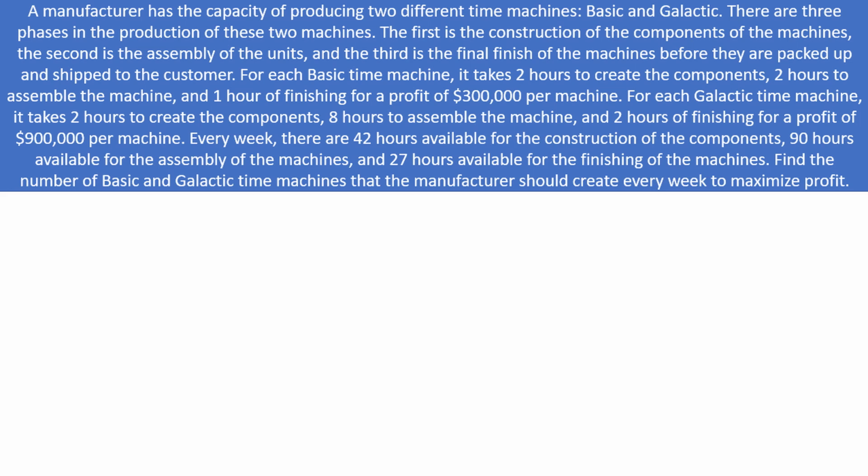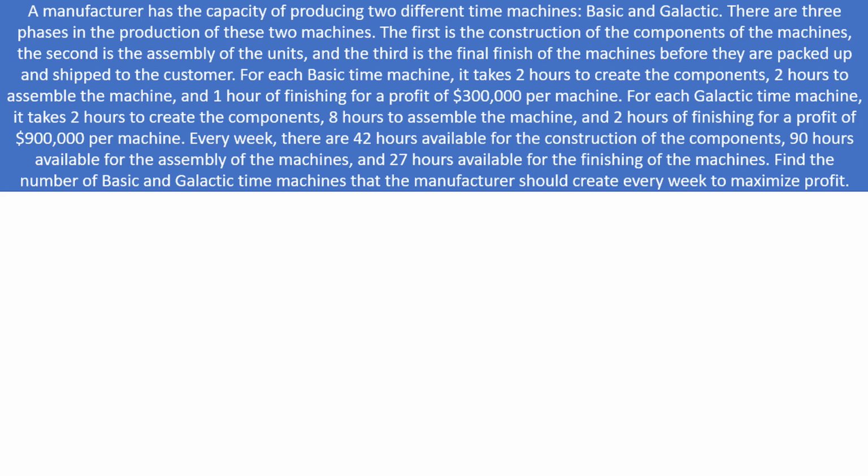For each basic time machine, it takes 2 hours to create the components, 2 hours to assemble the machine, and 1 hour of finishing for a profit of $300,000 per machine. For each galactic time machine, it takes 2 hours to create the components, 8 hours to assemble the machine, and 2 hours of finishing, for a profit of $900,000 per machine.